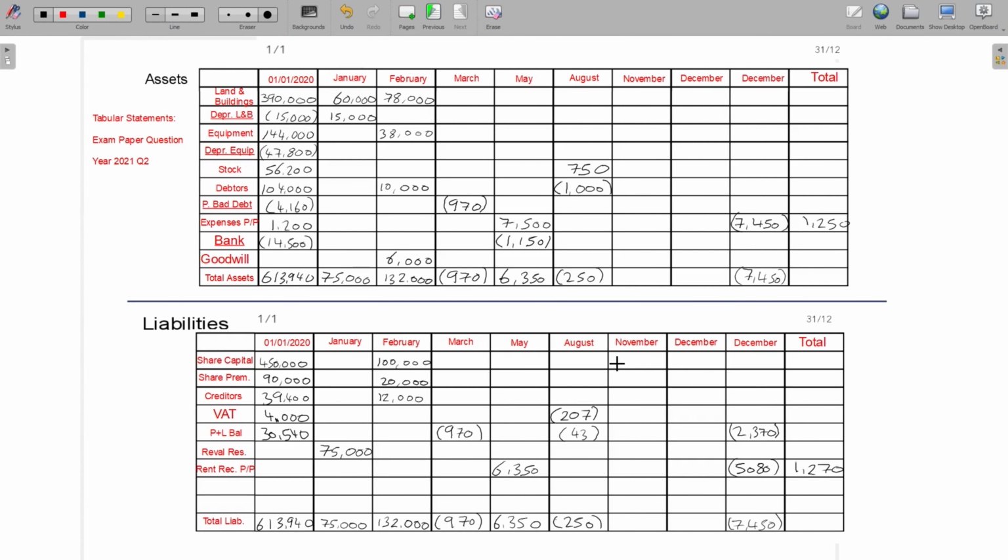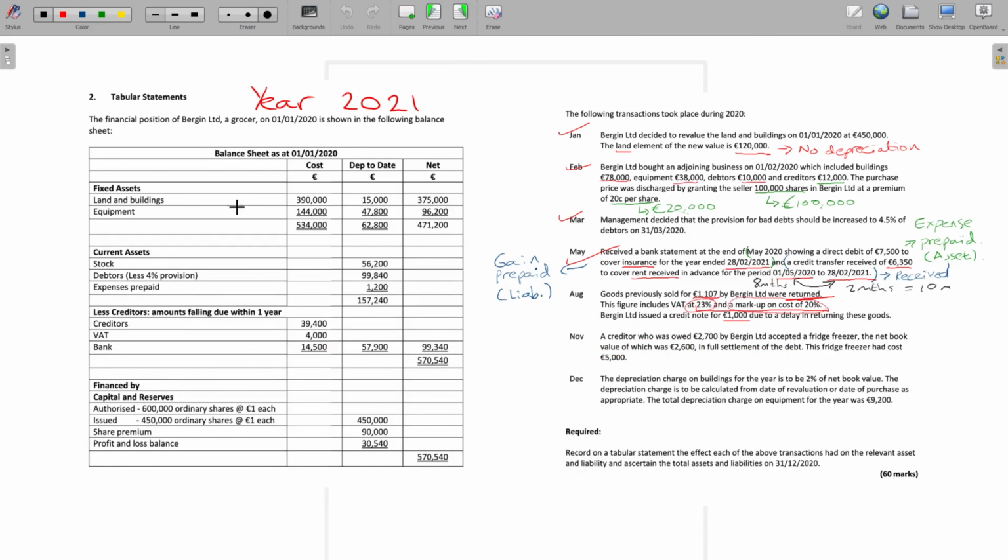Now, so that's that one. Again, another tricky one. The math isn't as tricky once you use that formula, but realizing where everything goes is a bit tricky. So looking at November, a creditor who is owed 2,700 by Bergen Limited accepted a fridge freezer, the net book value of which was 2,600, and that was in full settlement of the debt. The fridge freezer had cost 5,000. So we have this, this, and this.